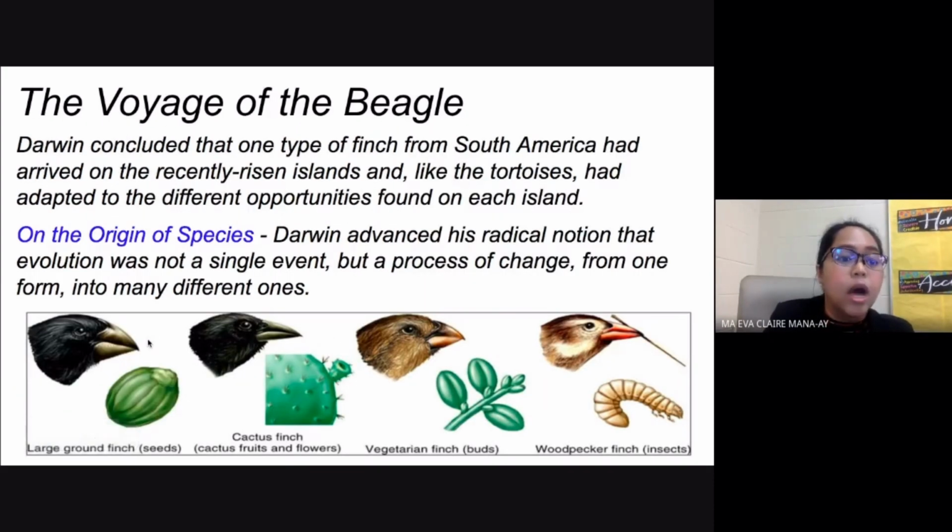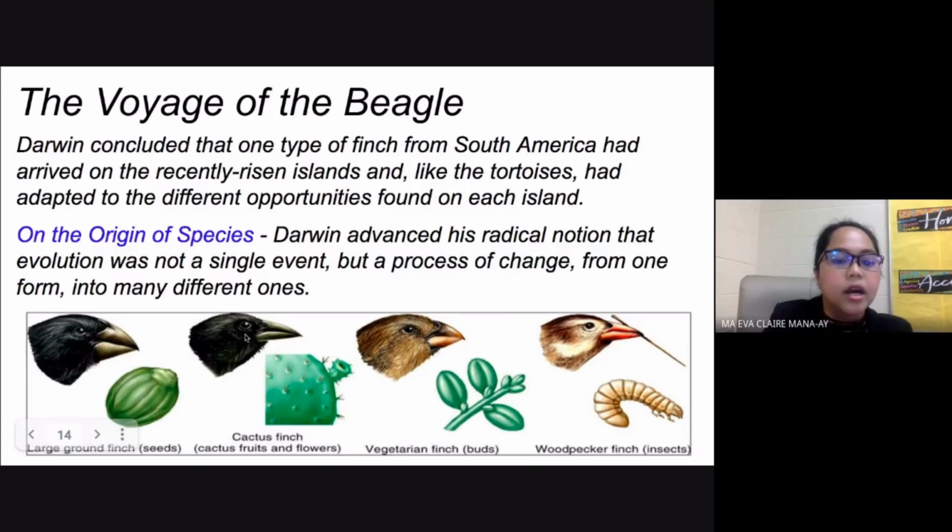He actually looked at the different types of finches in those different islands, and he took note that all of them had very unique characteristics. Say this here is a large ground finch. Its beak looks like this because its diet is seeds.